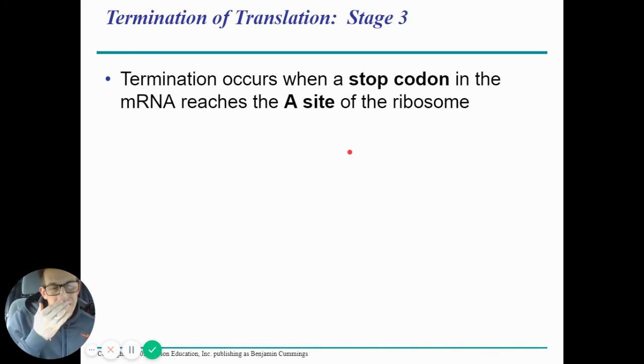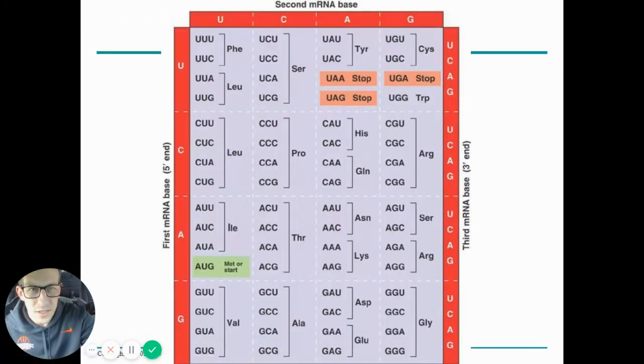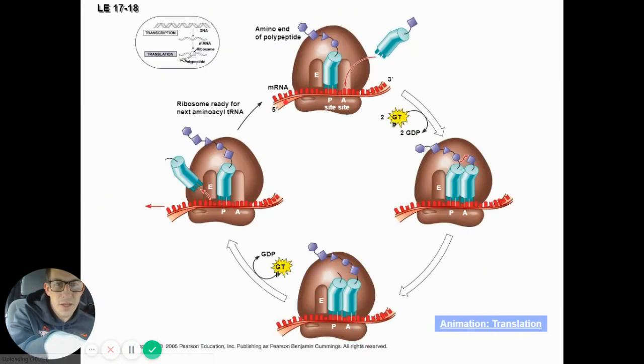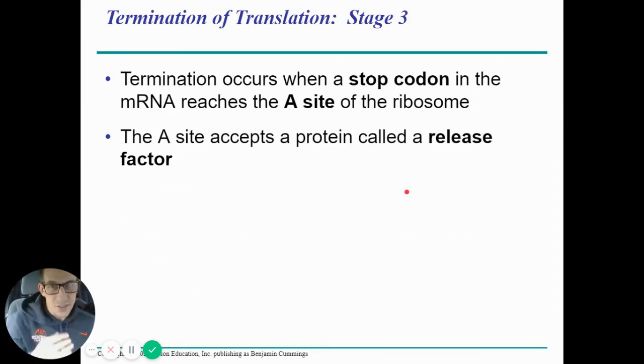All right, finally we have termination. Termination is not as easy as it was in transcription. Termination occurs when you get a stop codon, okay? And there are 3 different stop codons. Hey, there are 3 stop codons: UAA, UAG, and UGA. When one of these 3 codons comes up in our mRNA strand that is being read by the ribosome, like we have right here, that's when termination actually occurs.